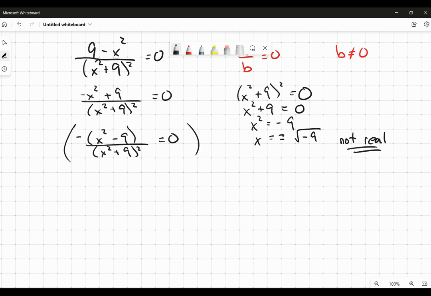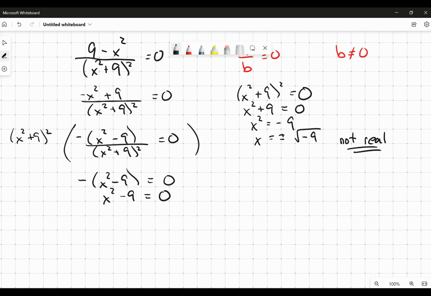Now what I'm going to do is multiply both sides of my equation by that denominator. So it's going to cancel on the left-hand side. I'm going to be left with negative x squared minus 9. And then 0 multiplied by that denominator is just going to be 0. I will divide both sides by that negative that I'm seeing out front. And so I'm going to get x squared minus 9 is equal to 0.